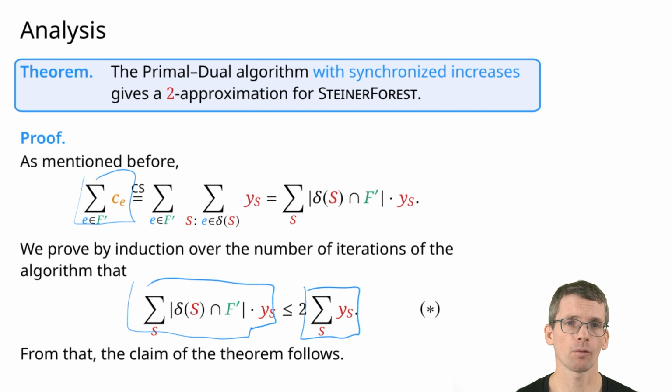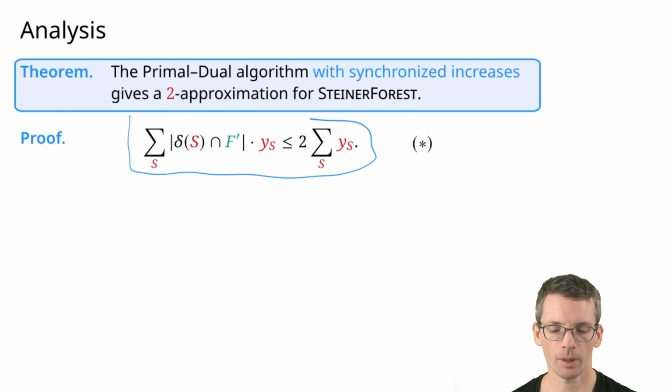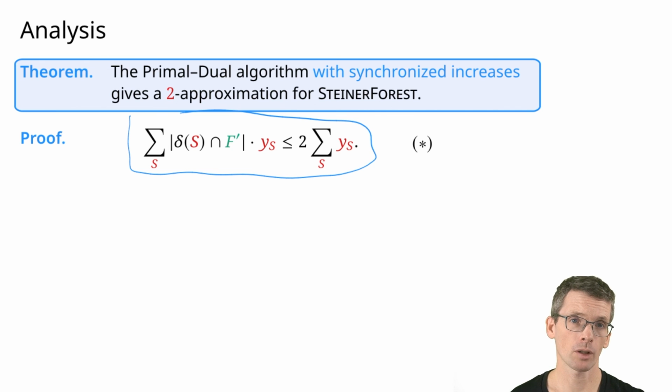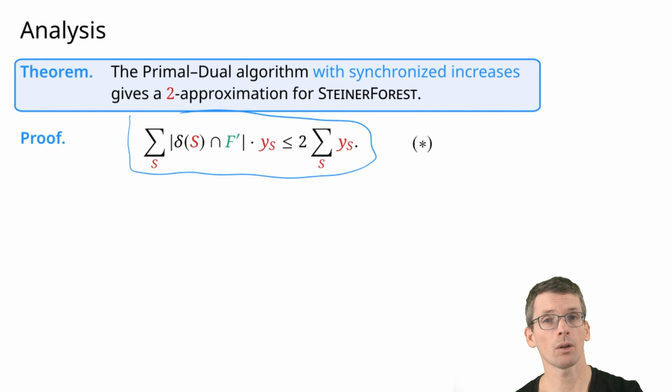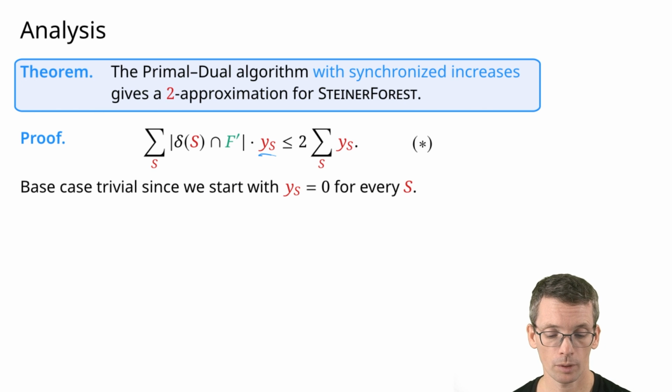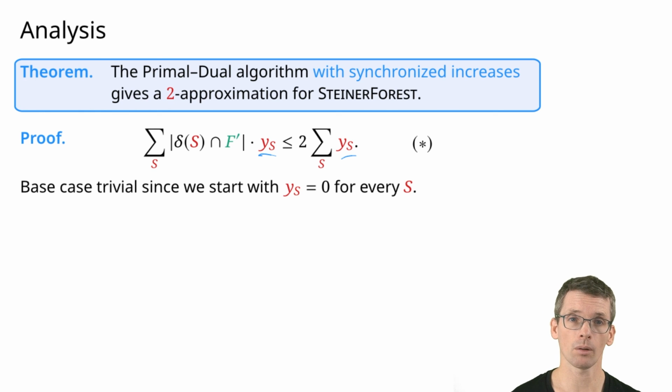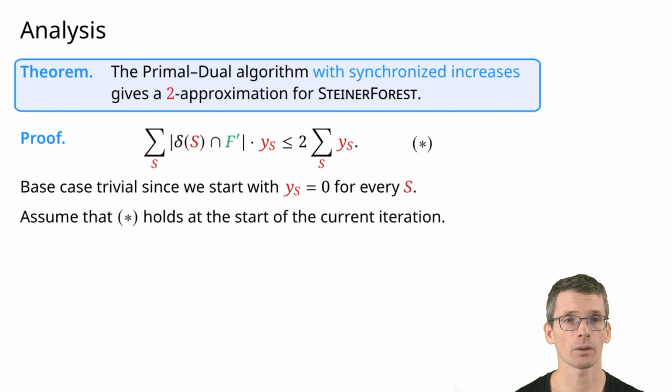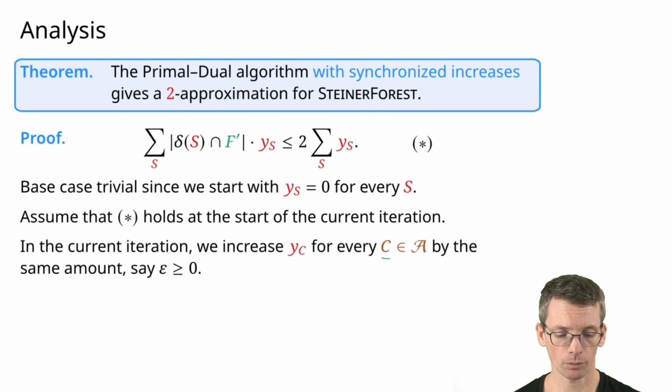And this we're going to prove by induction. We want to prove this inequality by induction over the iterations of the algorithm. Initially all of the y's are 0. Then that's our base case. And in that case, this inequality trivially holds because each summand has a y. So we have here simply 0 smaller or equal to 0. Now let's assume the inequality holds at the start of some iteration. So in that iteration, we're going to increase all of the y's for the active components by the same amount. Let's call that amount epsilon.